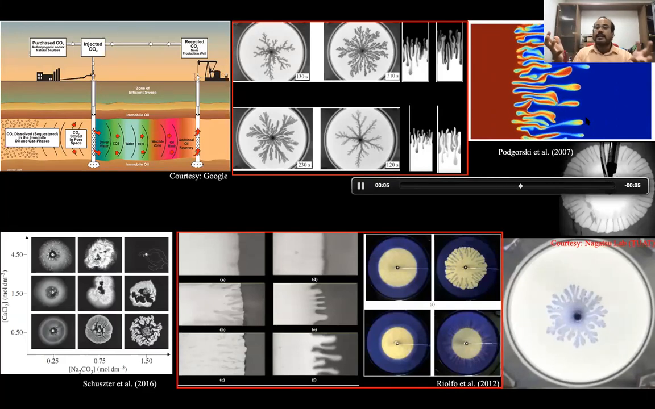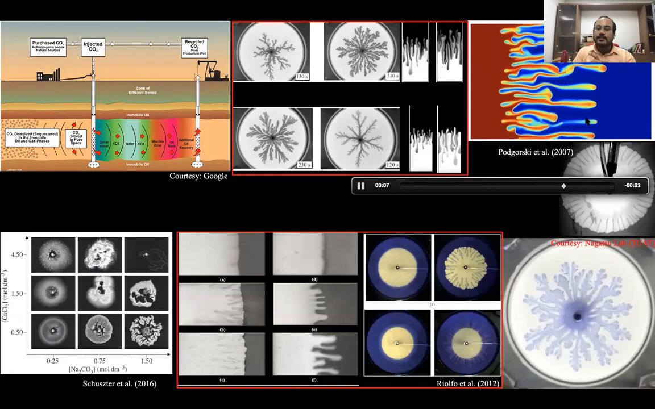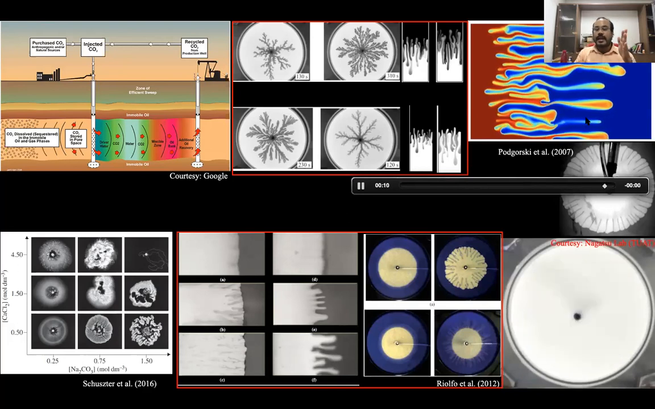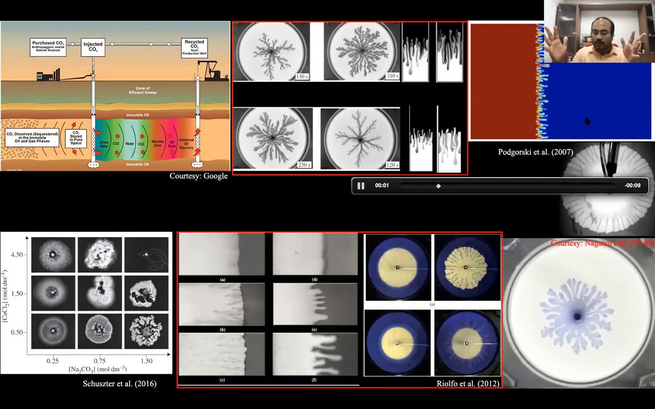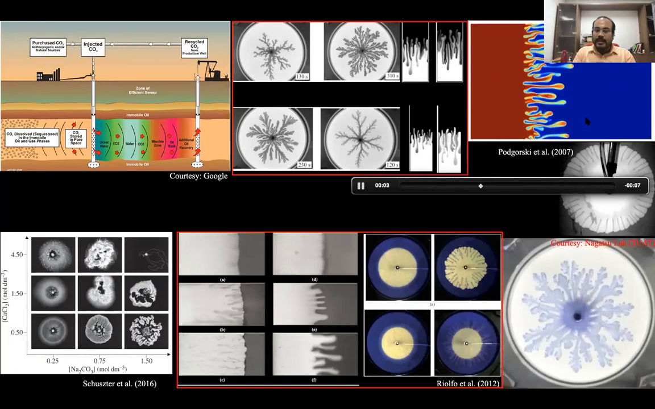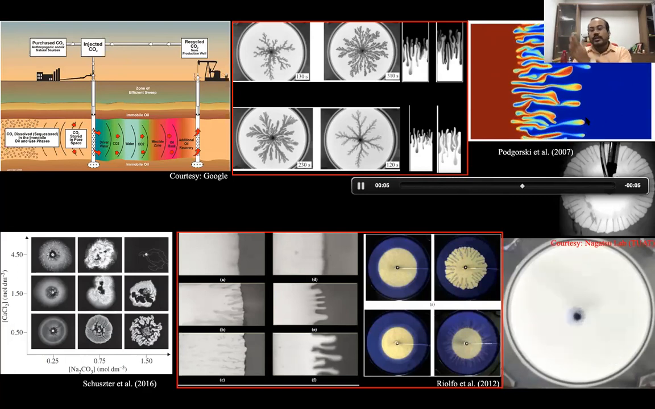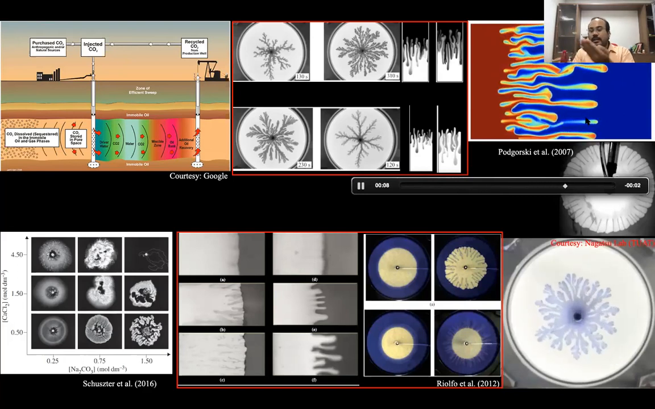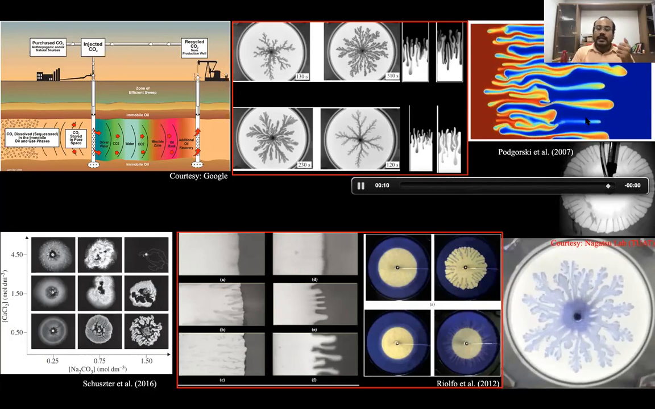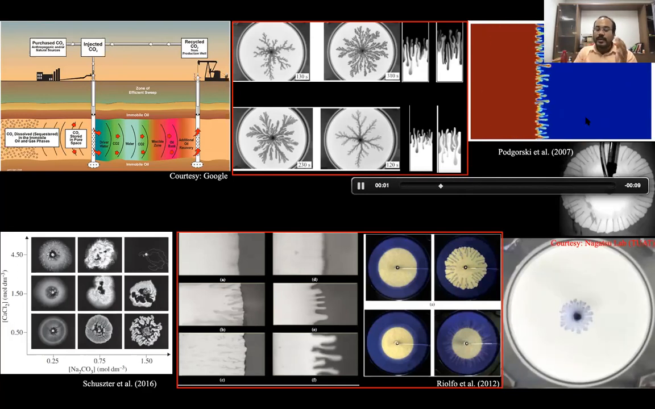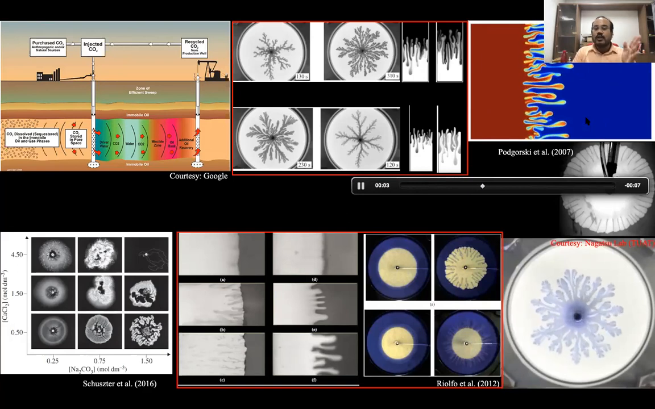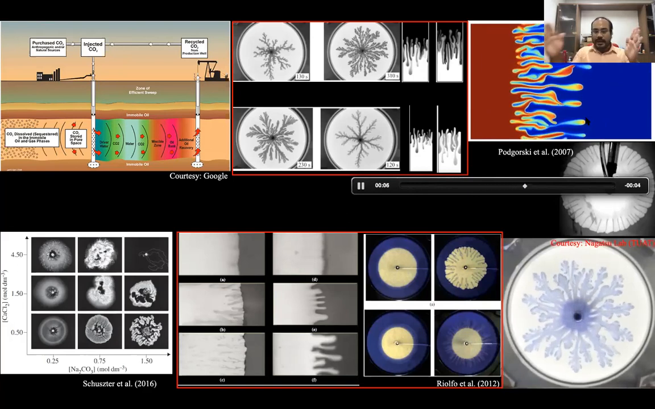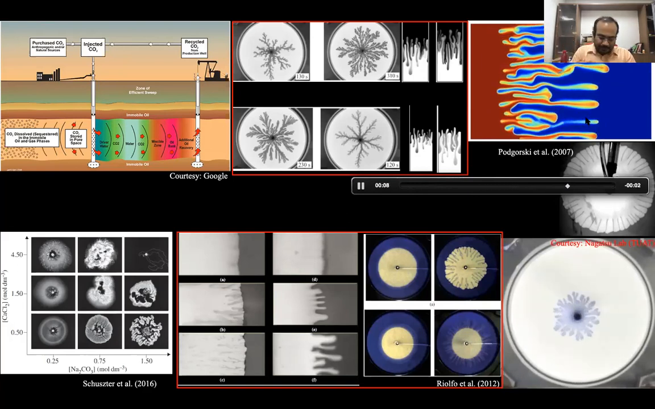That's basically the fingering instability, which happens when the viscosity of the red fluid is less than the viscosity of the blue fluid. That is one important aspect: the less viscous fluid should displace the more viscous fluid, and that will lead to instability. Another important factor here is that the fluid is driven by a pressure-driven flow. A pressure is applied from left to right, which drives the fluid from left to right.